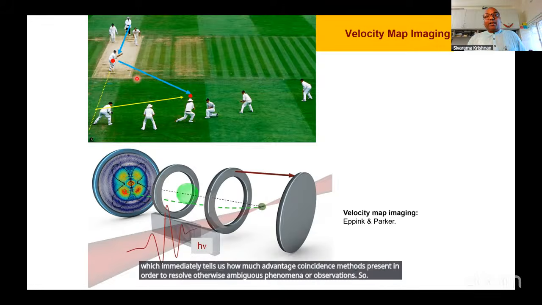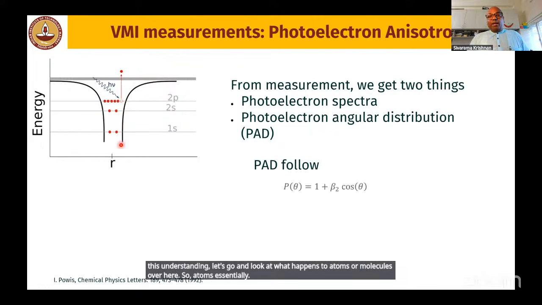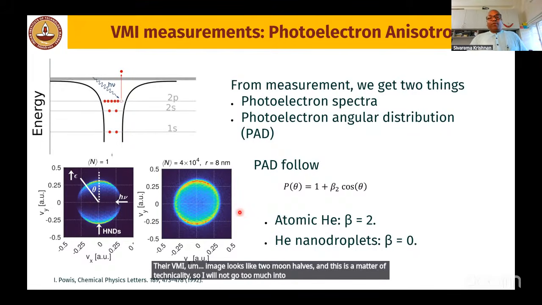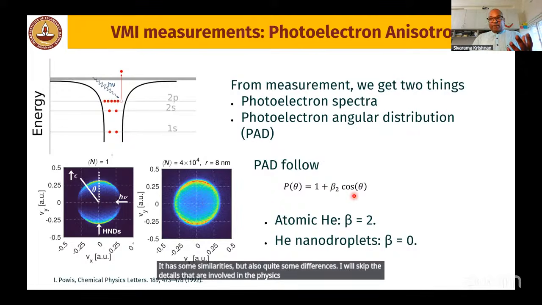So armed with this understanding, let's go and look at what happens to atoms or molecules over here. So atoms essentially, their VMI image looks like two moon halves, and this is a matter of technicality, so I will not go too much into this, right? So we have essentially VMI spectra of electrons on the detector from atomic helium, and look here at helium nanodroplets. It has some similarities but also quite some differences. I will skip the details that are involved in the physics, but this is a very good example of atomic physics 101 being shown in live experiment.